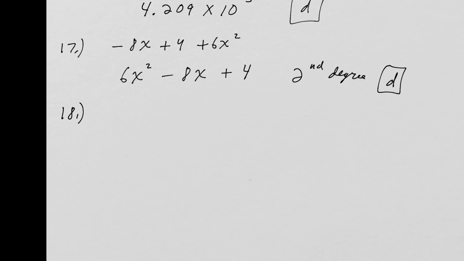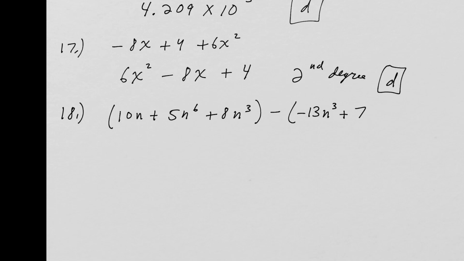Okay, 18. Remove the parentheses and simplify if possible. Okay, so they give us two polynomials to add together. So 10n plus 5n to the 6th plus 8n cubed. And I want to subtract negative 13n cubed. By the way, it looks like some of these questions are duplicates of previous practice sheets, but that's okay. It doesn't hurt to go over them again.